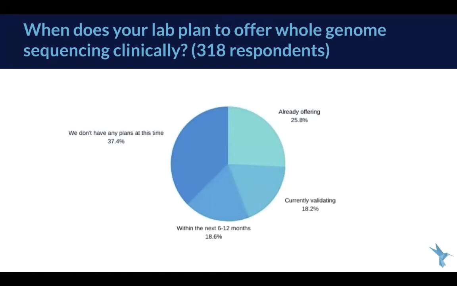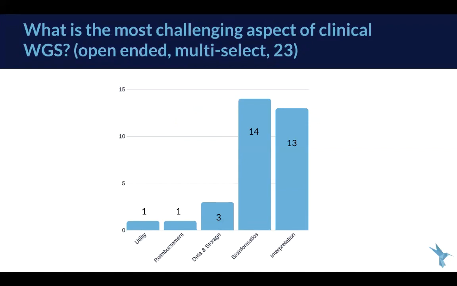The first question was, when do labs plan to offer whole genome sequencing? As you can see, 26% of the respondents indicated that they currently offer whole genome sequencing, and 37% are in the validation or planning phases. The next question was, what is the most challenging aspect of clinical whole genome sequencing? You can see here that the bioinformatics pipeline calling and validation was considered the primary challenge, but a close second was the interpretation challenges, in particular within the intronic regions.